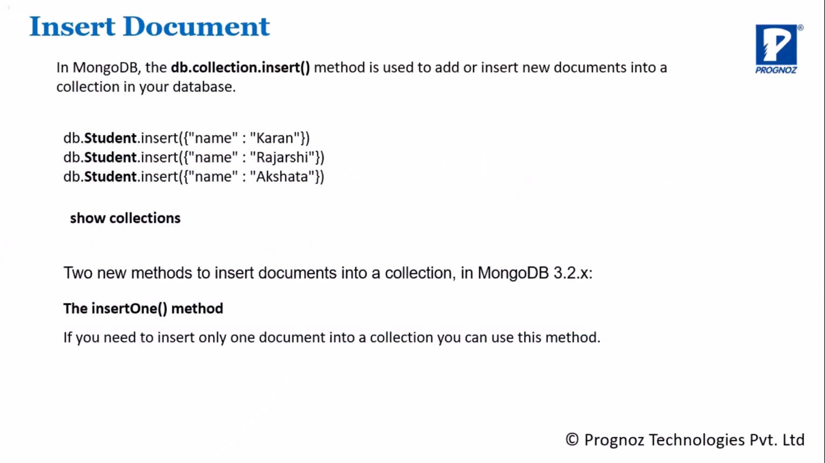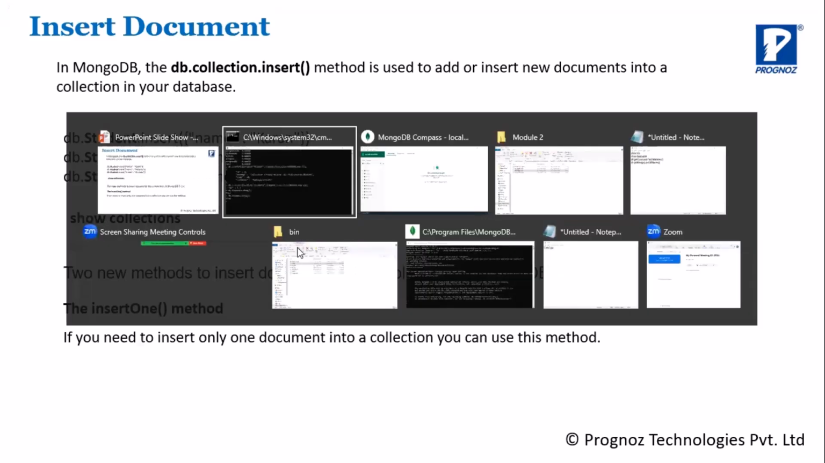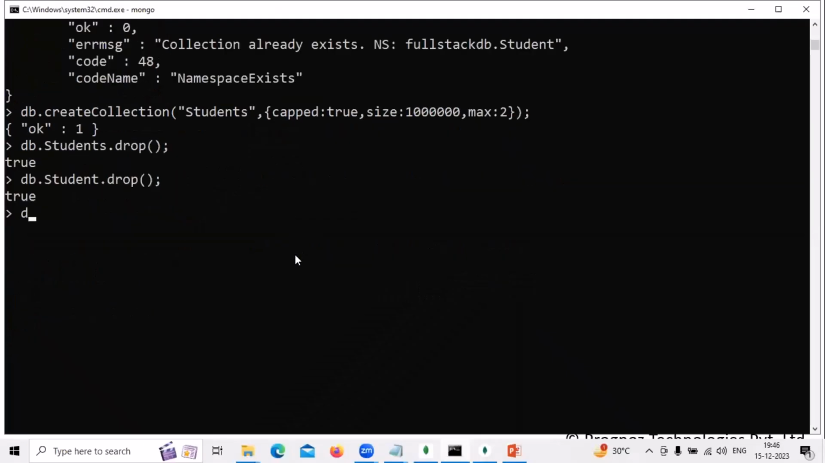Next, inserting document. In MongoDB, we have the method called insert to add or insert a new document into the collection. So simply we have to write db dot collection name dot insert method. We need to use it. So how to write it? db dot collection name. I'm going to create a collection called student, dot insert method.